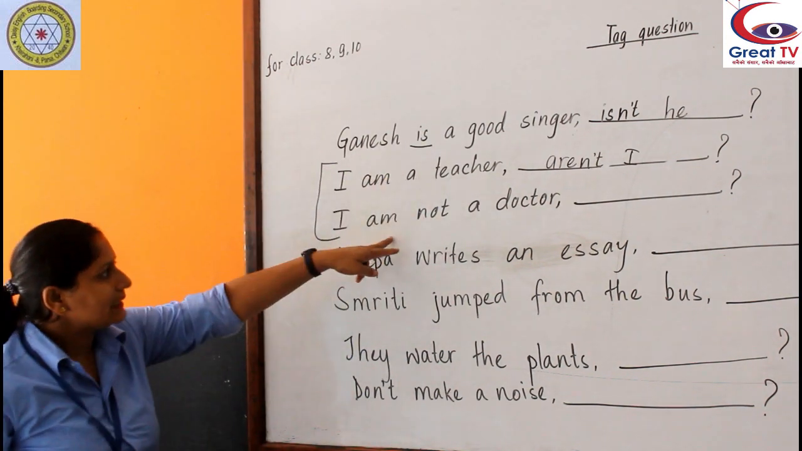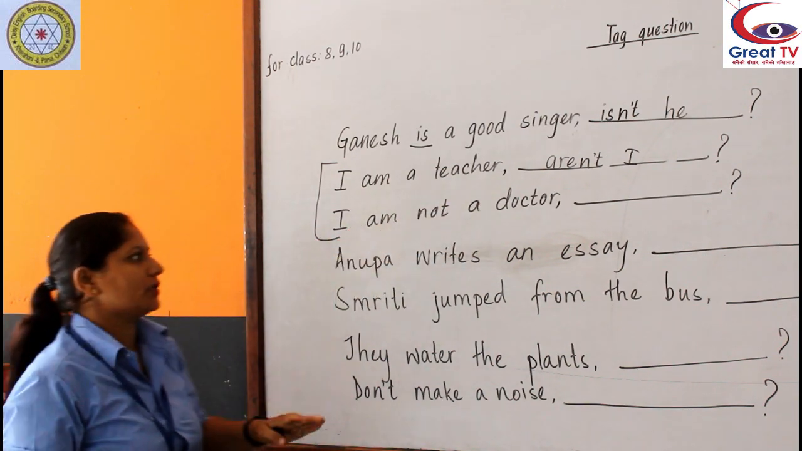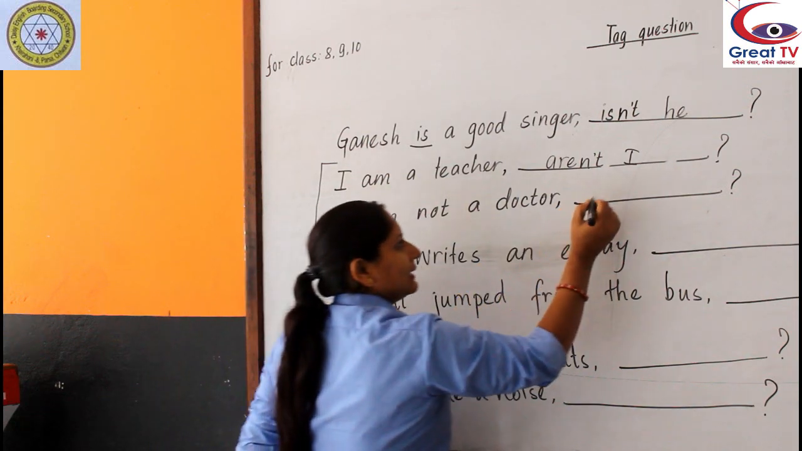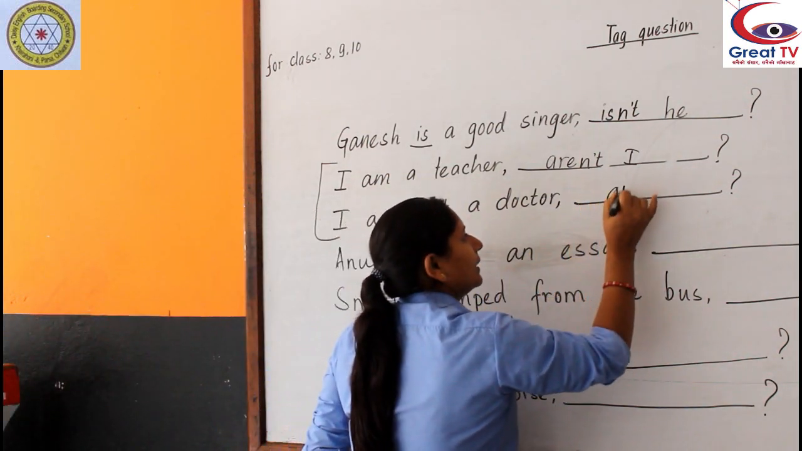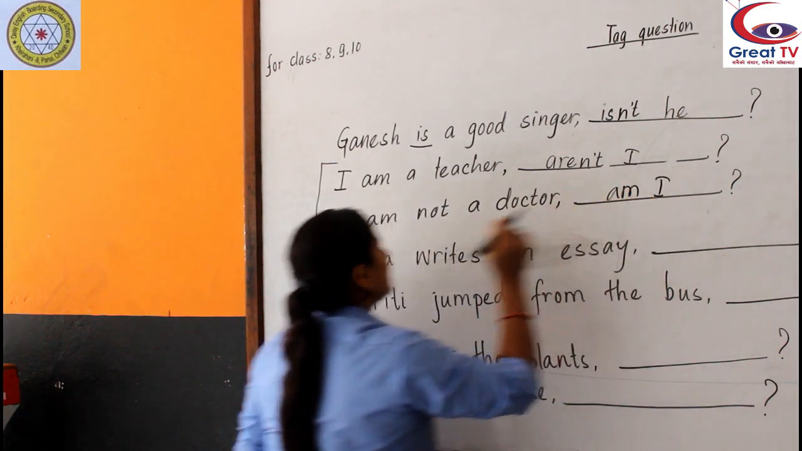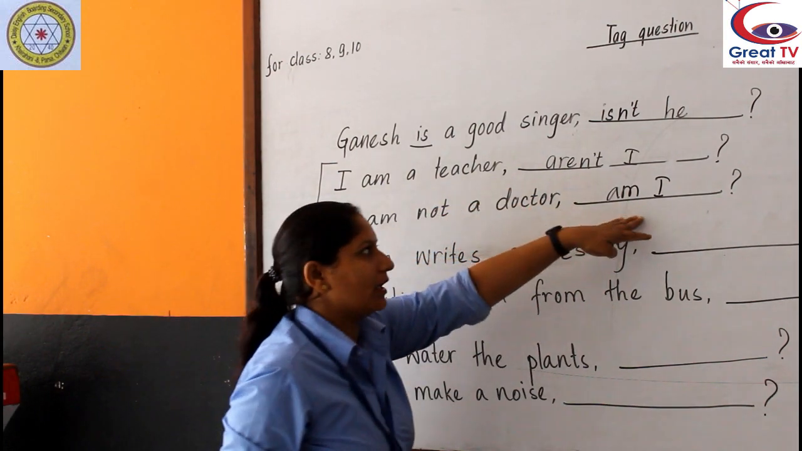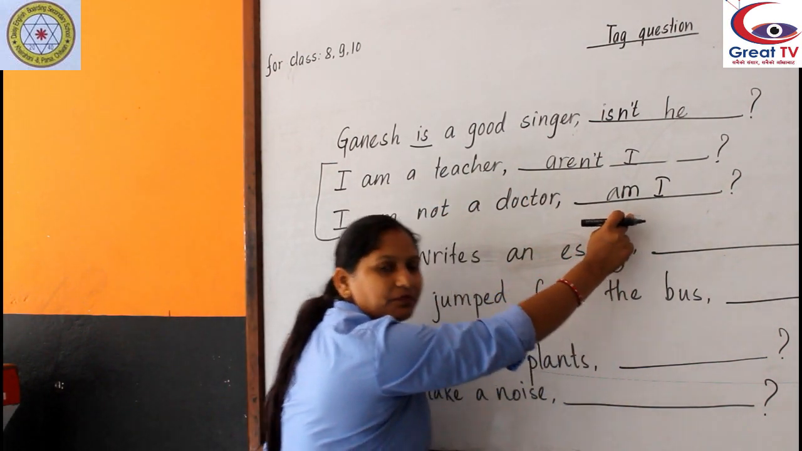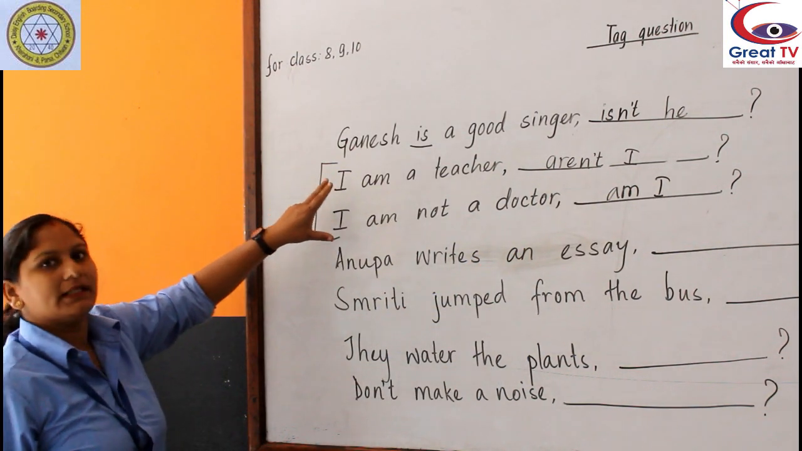And if the sentence is negative, I am not a doctor, now we cannot write amn't are. The tag is am I. Since the sentence is negative, the tag becomes positive, but we don't write are. We write am I. This is an exception in this case.